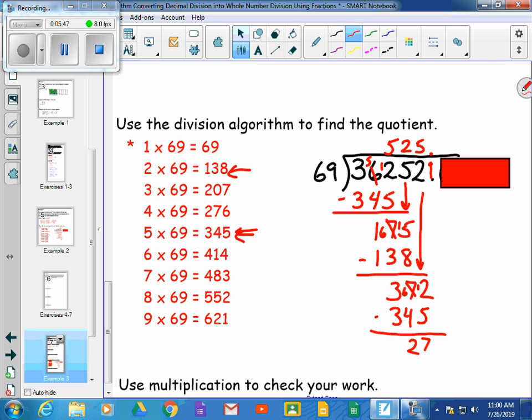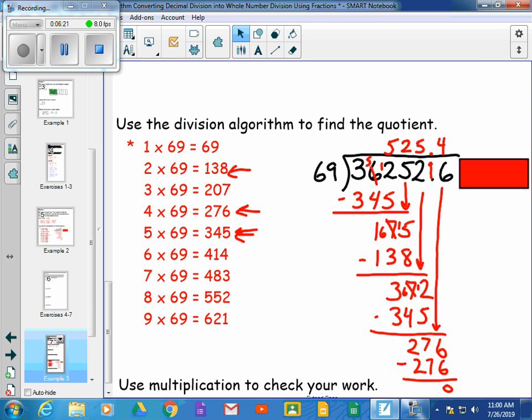So it goes right after that 5. And then I'm going to reveal the next digit, 6, and bring it down. The decimal goes straight up. The digits go straight down. Finally, I need a multiple that's close to 276. Right there it is. Goes in there 4 times. I subtract and I get 0. Brought all my digits down, nothing left over, so I did find my final solution.